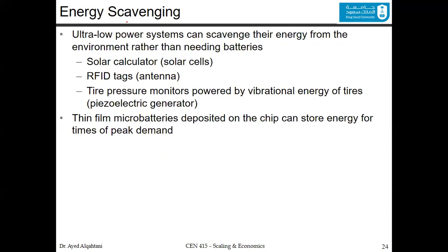Now for the energy scavenging. Ultra-low power systems can scavenge their energy from the environment rather than needing batteries. Some of them use solar cells, like the ones in solar calculators, or antennas, like the RFID tags. Also, there are tire pressure monitors powered by the vibrational energy of tires. There are thin film micro batteries deposited on the chip that can store energy for times of peak demand as well. So now we are trying to find energy sources wherever we can.